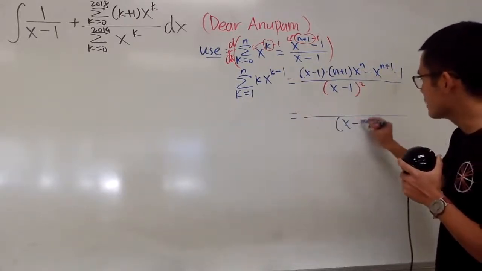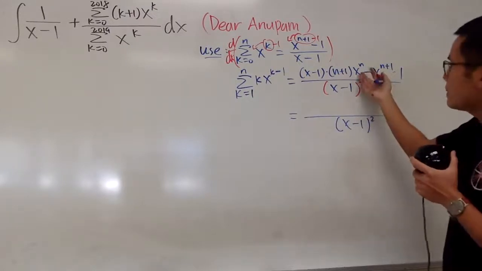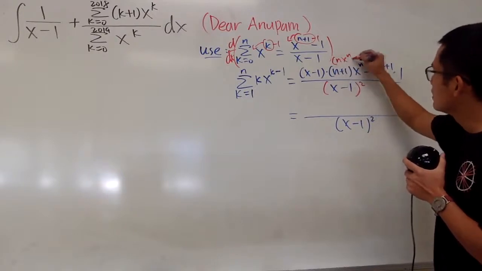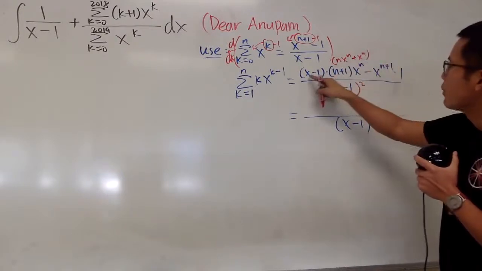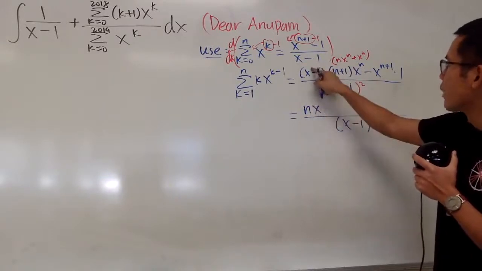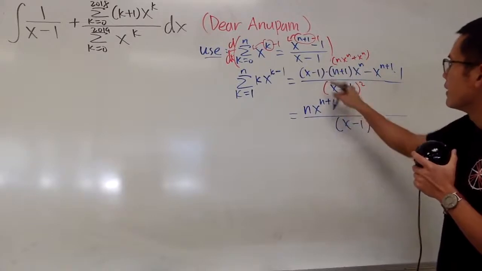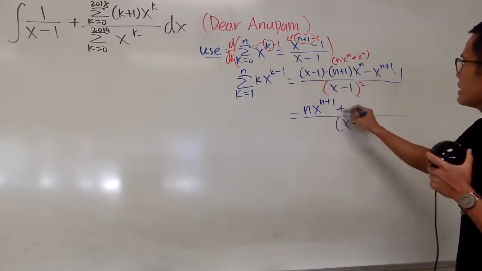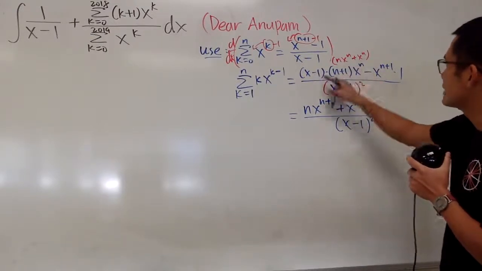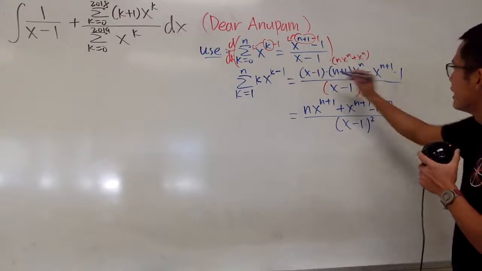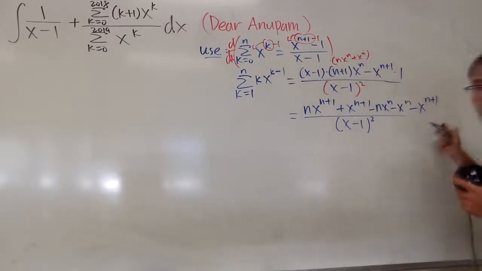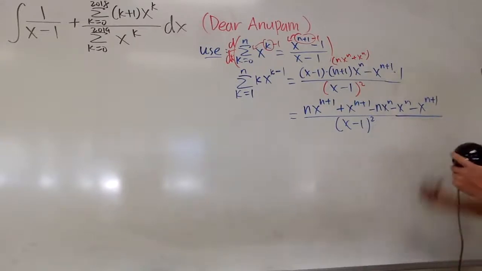Here, the bottom is x minus 1 squared. And for the top, I will multiply this out first. So this is going to be n x to the n's power plus x to the n's power. And then I will do this times that, which is n, and then x to the 1 and n, so it's n plus 1, and then I'll do this times that, which is plus x to the n plus 1. And then I will have the minus 1 times this and that, so it's minus n x to the n, and then minus x to the n. And in the end, we'll have the minus x to the n plus 1 right here. So that's pretty much what we have on the top.